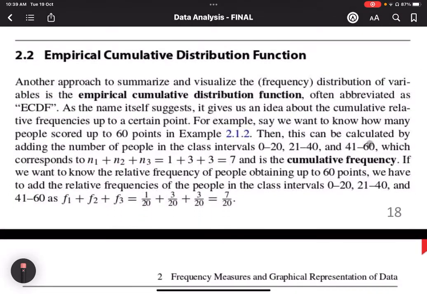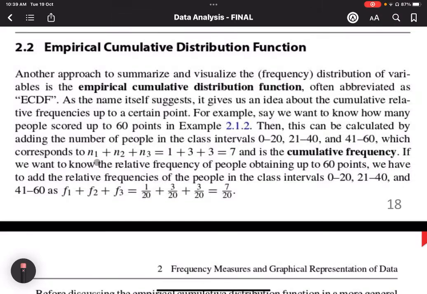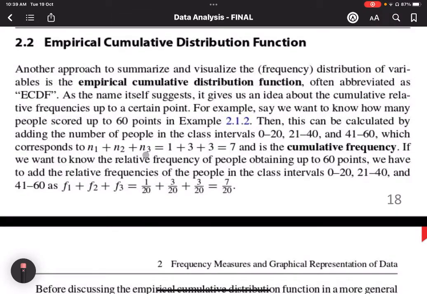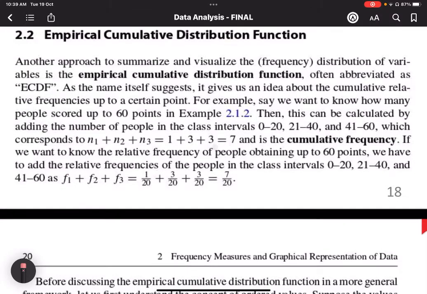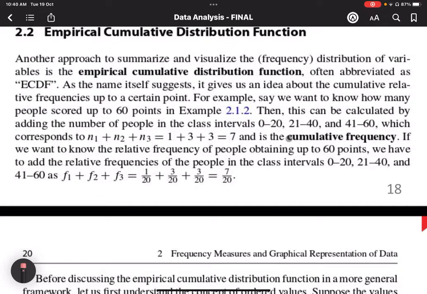So this can be calculated by adding the number of people in the class intervals: 0 to 20, 21 to 40, and so on and so forth, which corresponds to n1 plus n2, again, the number of observations. So we have 7 and it is the cumulative frequency. So remember, sabi natin cumulative yung accumulated, na ipon in Tagalog. So pag inipon natin yan, we will have the value of 7.